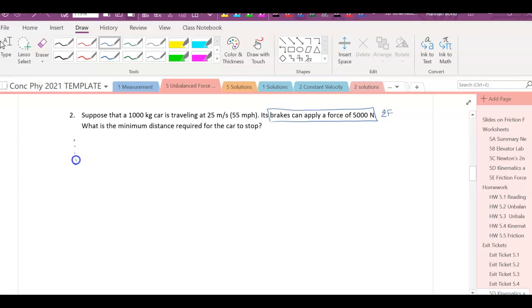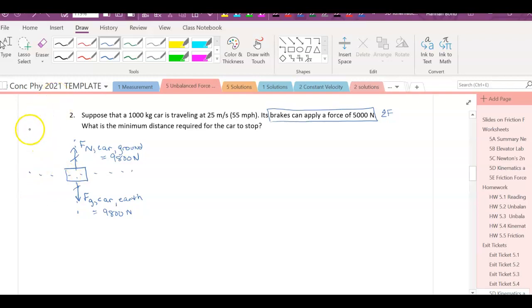So I'll do a little force diagram to try to make the situation a little more clear. There's the gravitational force on the car. That is 9,800 newtons, right? 1,000 kilograms times 9.8. The ground is supporting the car with a normal force. That is also 9,800 newtons. I know that because the car is not moving vertically, and so those two forces are balancing.